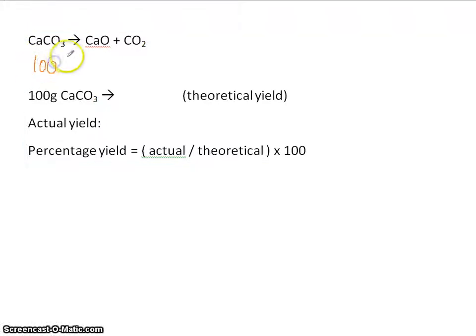So 100 grams of calcium carbonate thermally decomposed would give us 56 grams of calcium oxide and 44 grams of carbon dioxide. Now we've got our useful product, but we've also got this waste product or byproduct, carbon dioxide, something that we don't particularly need. So our theoretical yield in this case, if we start with 100 grams of calcium carbonate, we'd still get a theoretical yield of 56 grams.